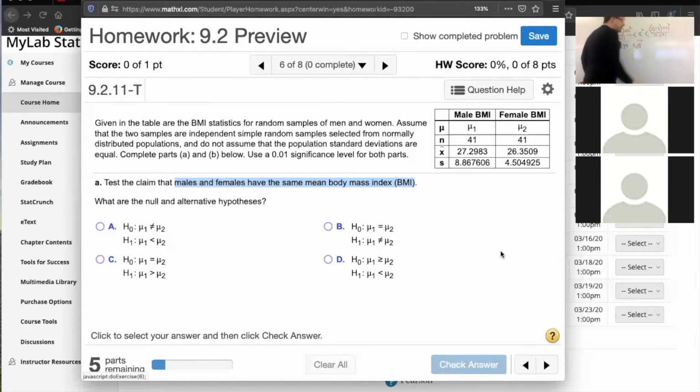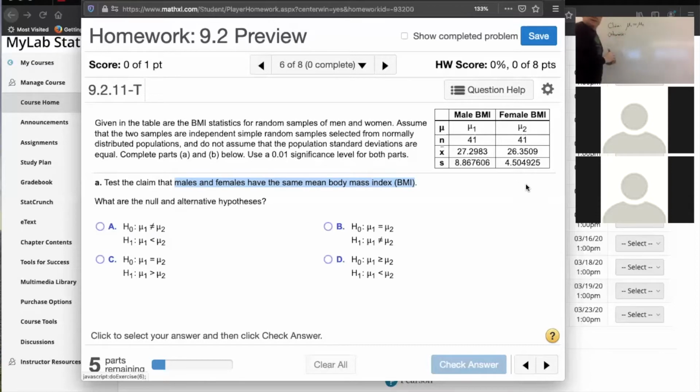So the question I'm going to ask is, what would that be in symbolic form? How would you say that with the symbols mu1 and mu2? I would say mu1 equals mu2. Then I would say for hypothesis 1, I would say mu1 is greater than mu2. No, it's less than. mu1 is less than mu2.